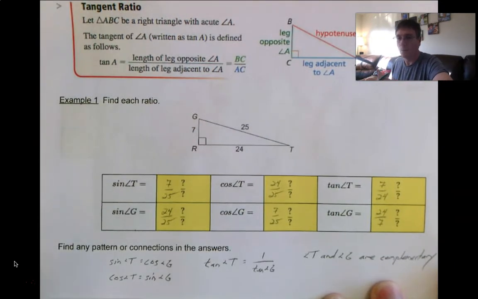Okay, what does that mean? That means the sine of an angle is equal to the cosine of its complement. The cosine of an angle is equal to the sine of its complement. Tangent of an angle is equal to the reciprocal of the tangent of its complement. These are the ones that we really care about right here.